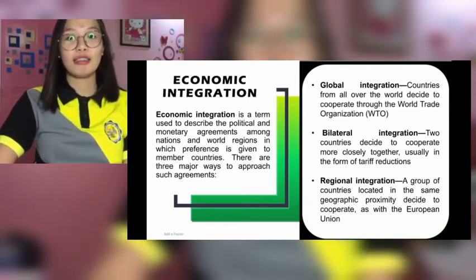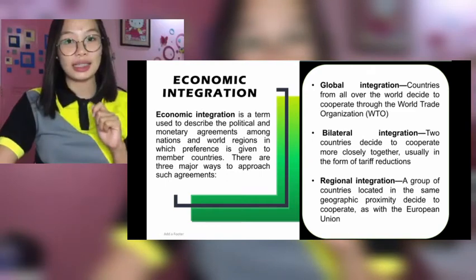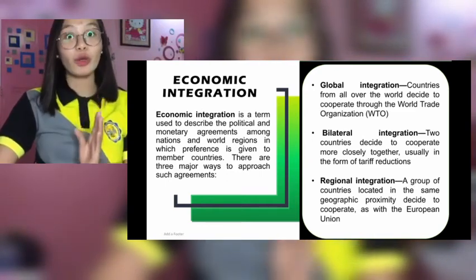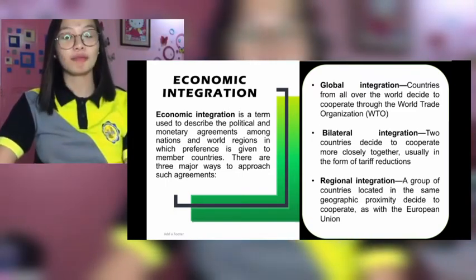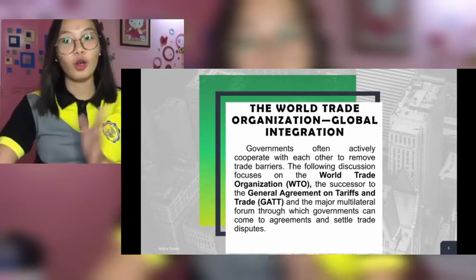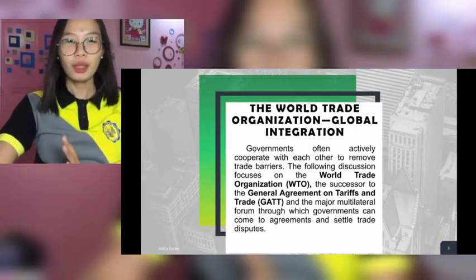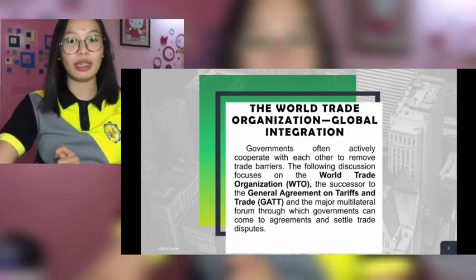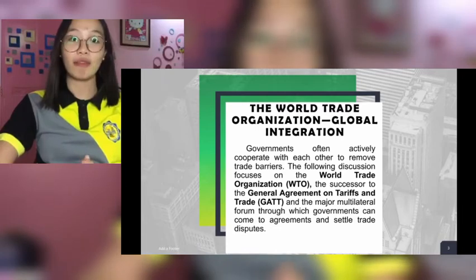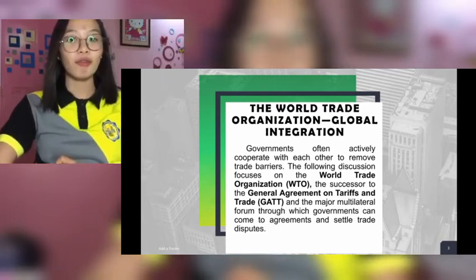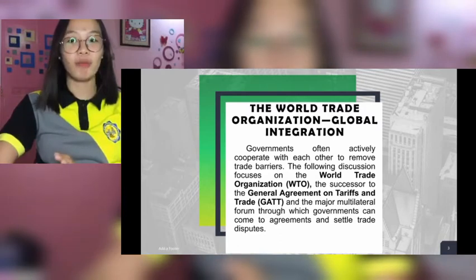It is the process by which two or more nation-states agree to cooperate and work closely together to achieve peace, stability, and wealth. The World Trade Organization: Global Integration. Governments often actively cooperate with each other to remove trade barriers. The following discussion focuses on the World Trade Organization, the successor to the General Agreement on Tariffs and Trade, and the major multilateral forum through which governments can come to agreements and settle trade disputes.